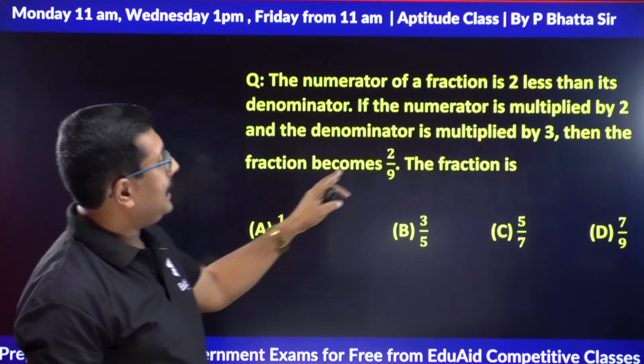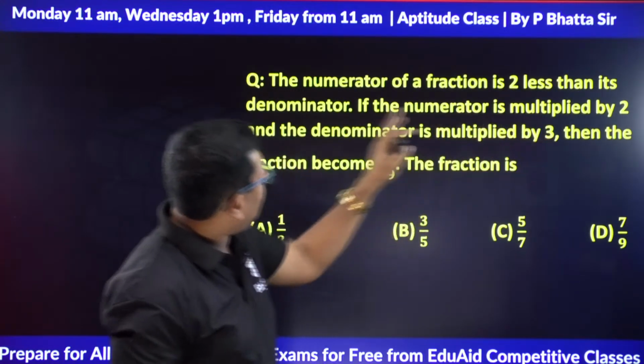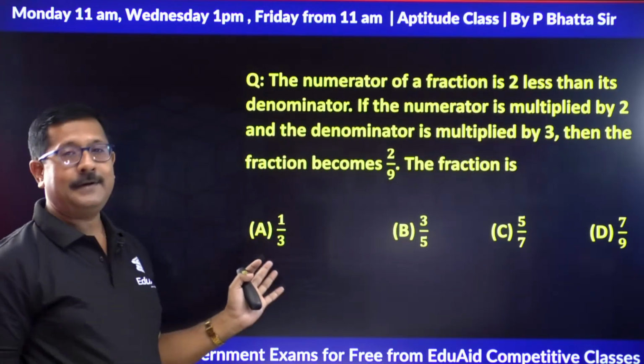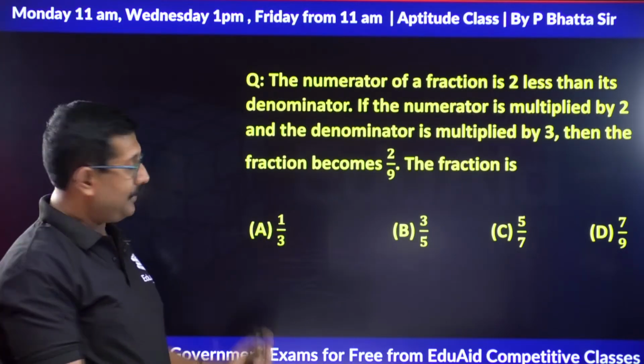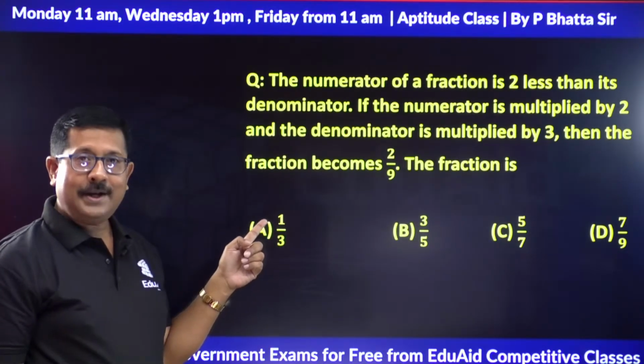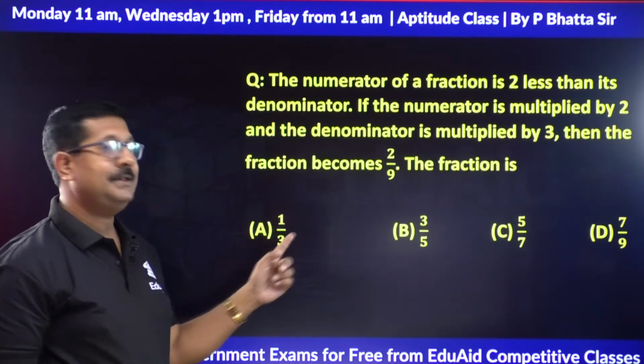Second condition is what? If the numerator is multiplied by 2 and the denominator is multiplied by 3. Now first you take the first option. We do not know which one is the correct option. Here you test it. If the numerator is multiplied by 2, 1 into 2 becomes 2. If the denominator is multiplied by 3, it becomes 3 into 3, 9.